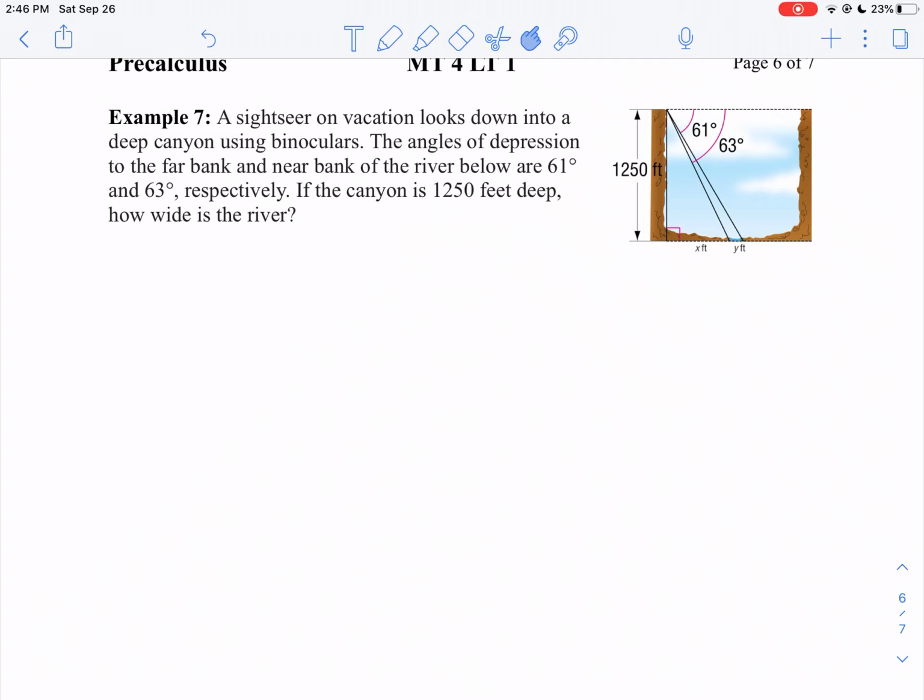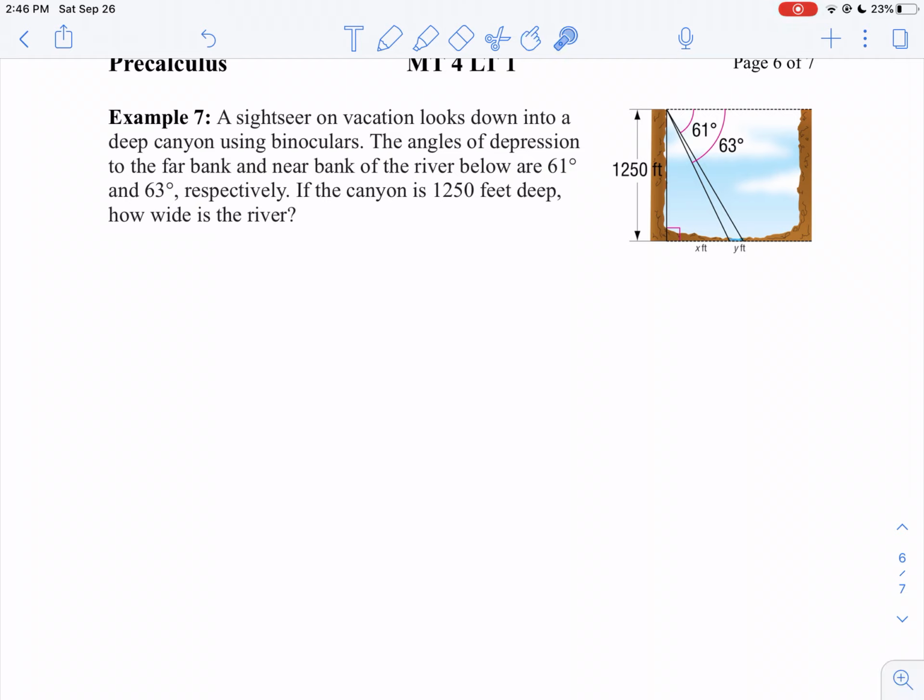In the next part of our seminar, we have a sightseer on a vacation who looks down into the deep canyon using binoculars. The angle of depression to the far bank and to the near bank of the river are 61 and 63 degrees respectively. If the canyon is 1,250 feet deep, how wide is the river? So in other words, we want to find the y in this picture.